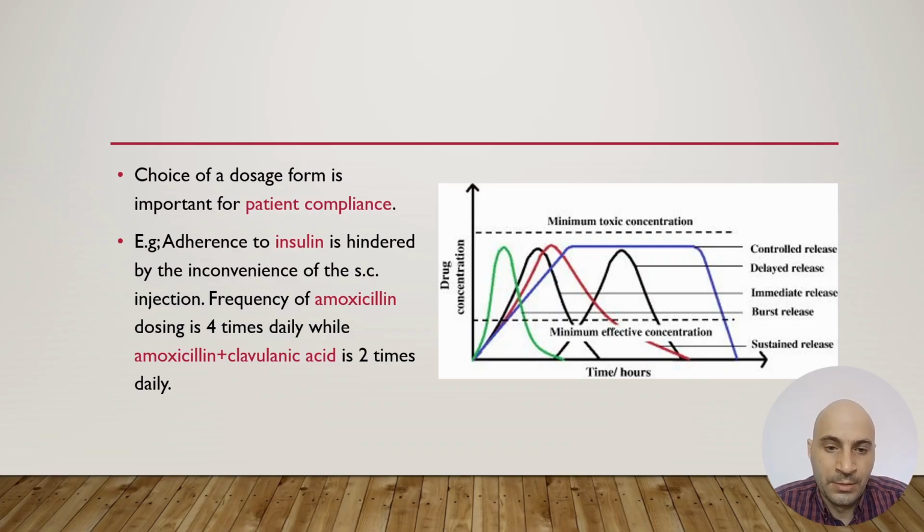Also an example, let's say two antibiotics, normal amoxicillin, which needs to be given 4 times daily, and augmentin, amoxicillin with clavulanic acid. Normal amoxicillin needs to be given 4 times daily, while augmentin is given 2 times daily only. So which one is easier for the patient to be compliant with? Of course, the fewer times of administration is better.